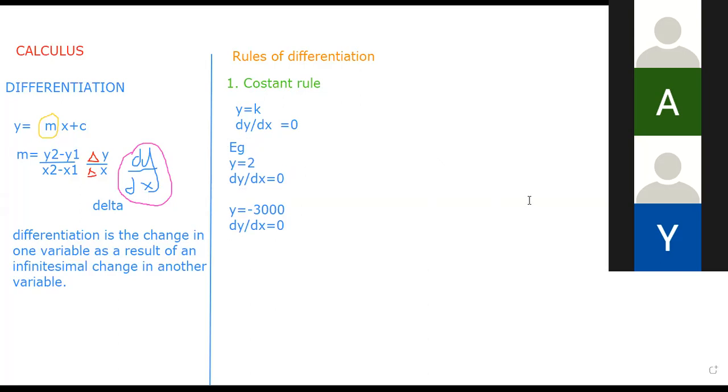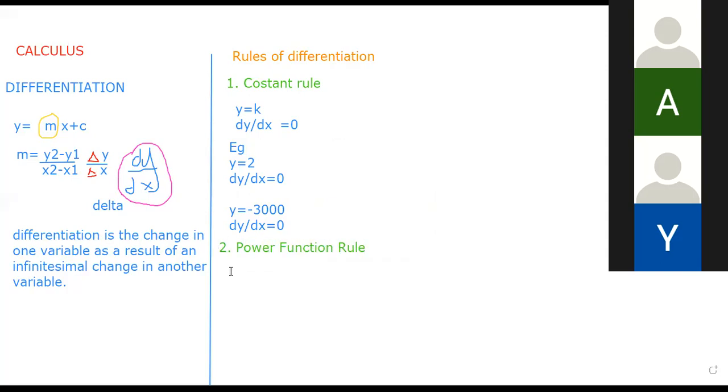So that's the first rule. Now the second rule is the power function rule. That's the second rule, the power function rule.